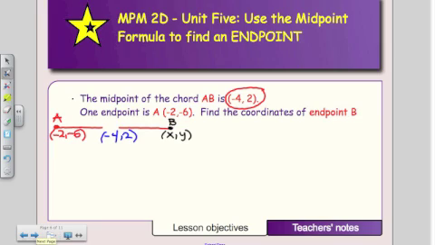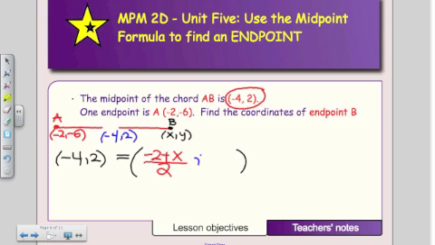Okay, so first of all, I'm going to set up the equation. (-4, 2) is going to be equal to my midpoint formula. So x1 is -2. However, I don't know the value of x2, so I'm going to let x represent the value of x2, divided by 2. And for my y coordinates, -6 plus, I don't know the value of y2, so I'm going to let that be represented by a y.